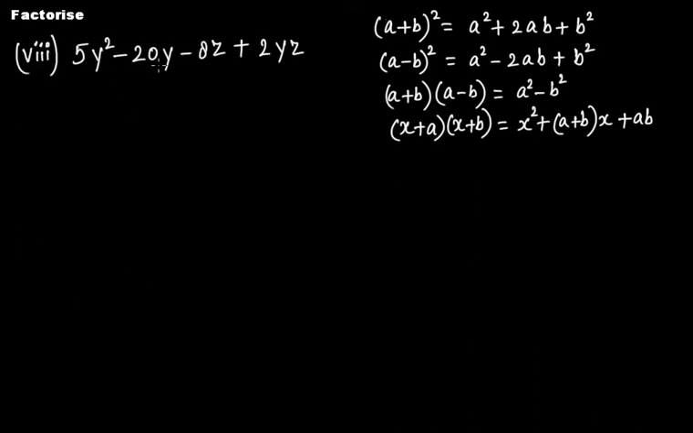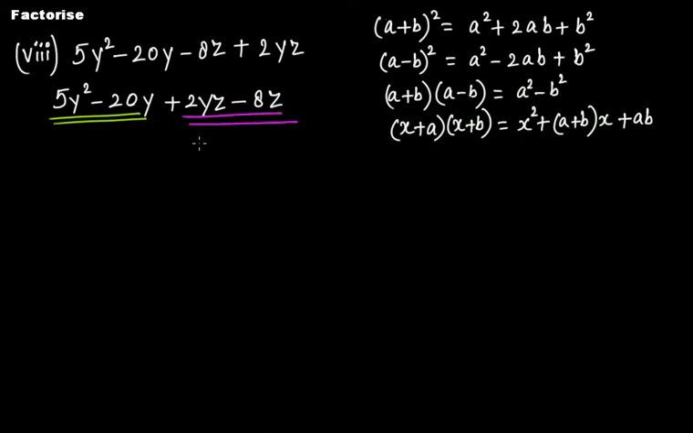5y squared minus 20y minus 8z plus 2yz. Okay, how can we do this? For this, you have to remember factorization by the method of regrouping. This is 5y squared minus 20y. Now take this plus 2yz, write this as 2yz and minus 8z. Take these two terms together and these two terms together.